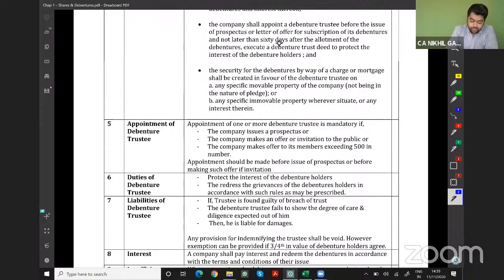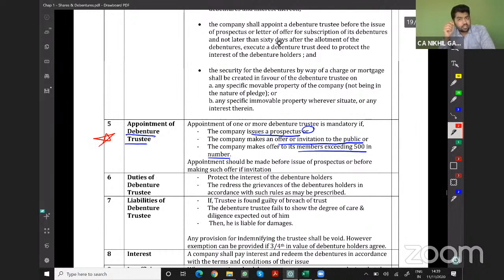Appointment of debenture trustee. Appointment of one or more debenture trustees is mandatory if the company issues a prospectus, or the company makes an offer or invitation to the public, or the company makes an offer to members exceeding 500 members. This is the most important one. Please remember this. A debenture trustee is required if you have issued a prospectus, meaning you are asking money from the public at large, or an invitation to the public when the members are more than 500.